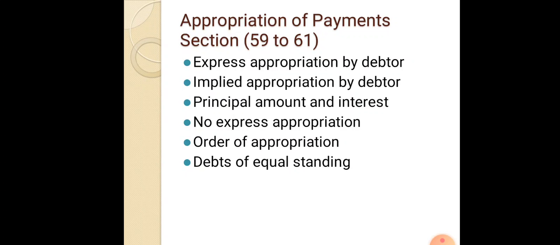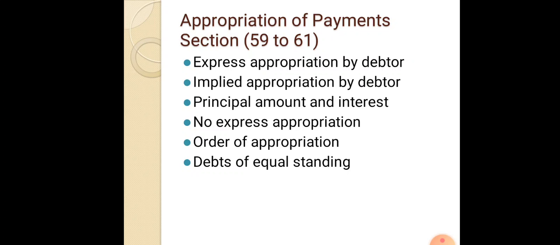The next is principal amount and interest. In the absence of appropriation by the debtor, the payment should be attributed in the first instance to interest and then to the principal. Next is no express appropriation. In this case, if at the time of making the payment the debtor gives no express or implied direction, the creditor has got the option to appropriate the amount towards the satisfaction of any lawful debt. He may insist on appropriation in the chronological order.